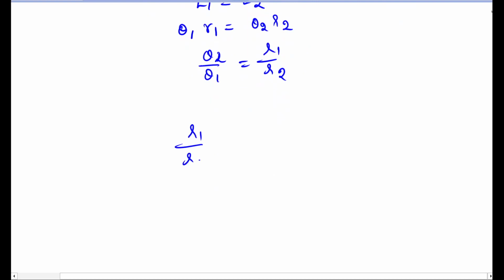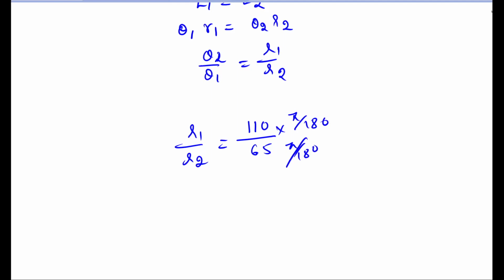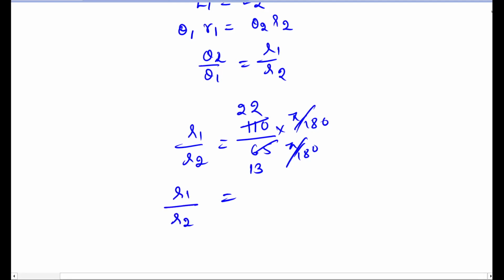So R1 upon R2, we know theta 2 is 110 degree and this is 65 degree. We don't have to convert this, because if we convert to radians, the pi by 180 will ultimately cancel out. So 5 by 13, 5 into 22, 5 into 13. So our ratio of radii is 22 by 13.